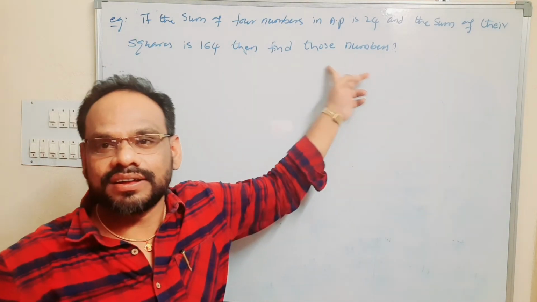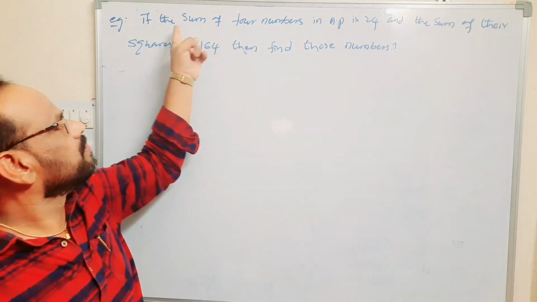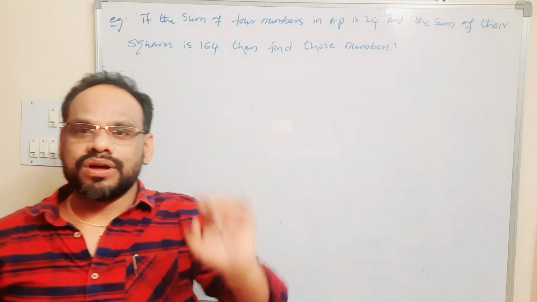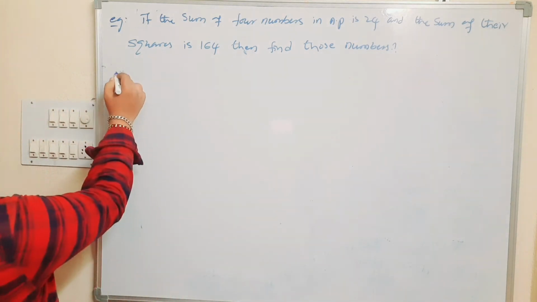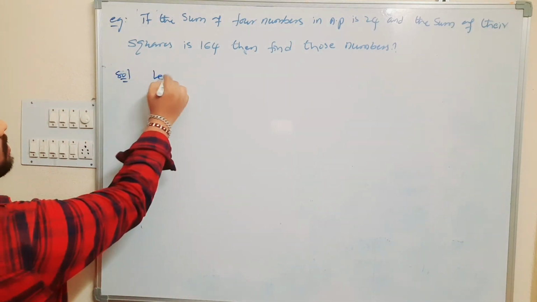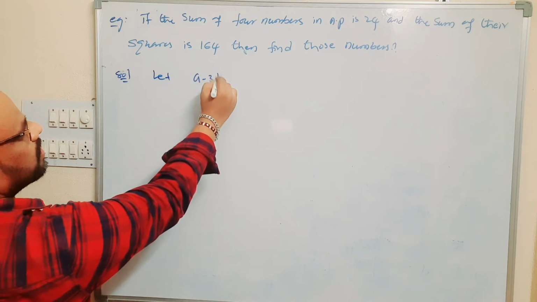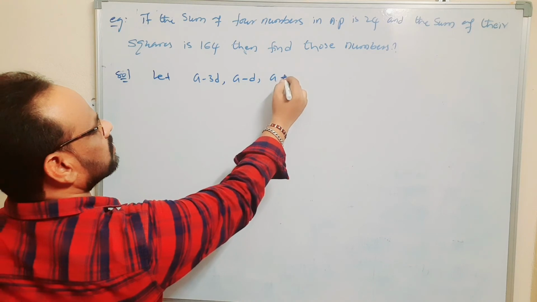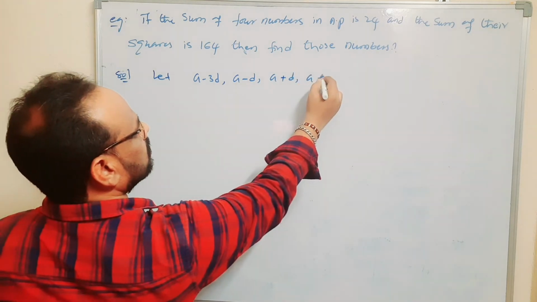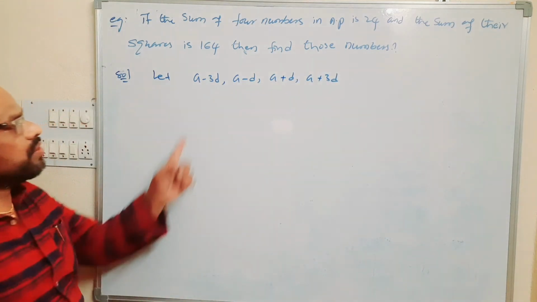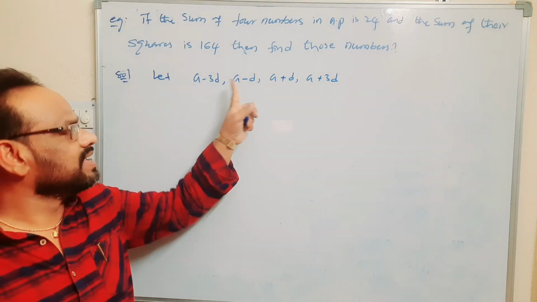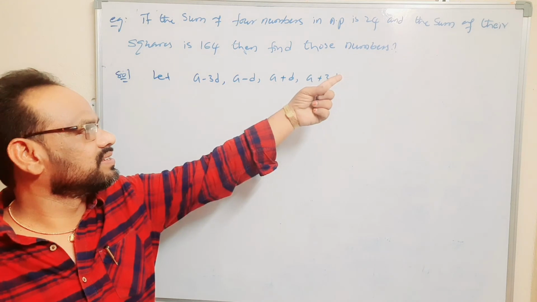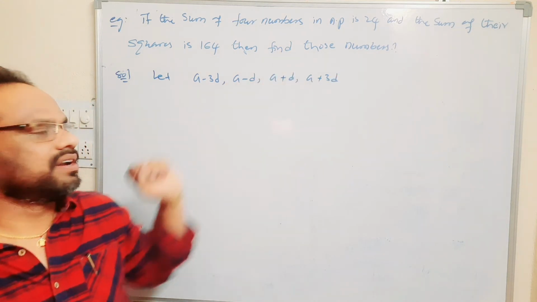Then find those numbers. That means the sum of 4 numbers. We want the number of terms, 4. Let us assume that the terms are a minus 3d, a minus d, a plus d, and a plus 3d. The common difference here, 2d, is the common difference.